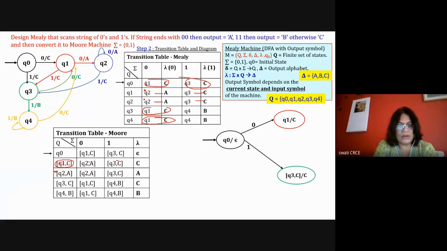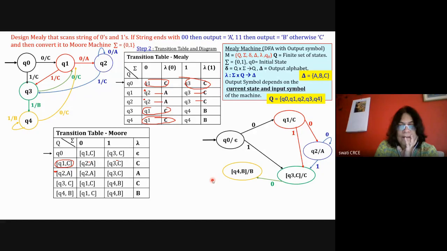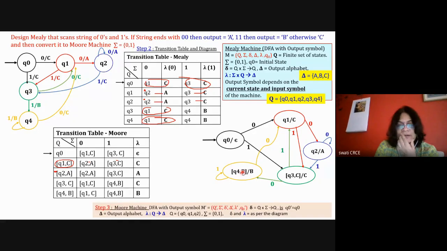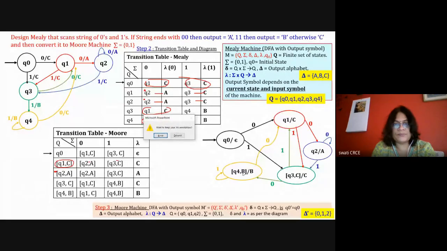Or you can draw all the nodes first and then draw the transitions. Then with 0, Q2A, with 1, Q3C, with 0, Q2A, with 1, Q3C. Q3 with 0 is Q1C, and Q4B. So like this, complete the diagram and then write down the final answer. Okay. As the time is over, we'll stop for now. We will see this problem again tomorrow.